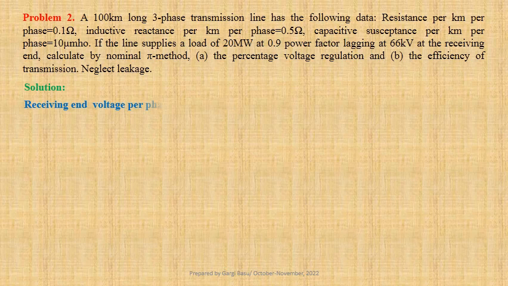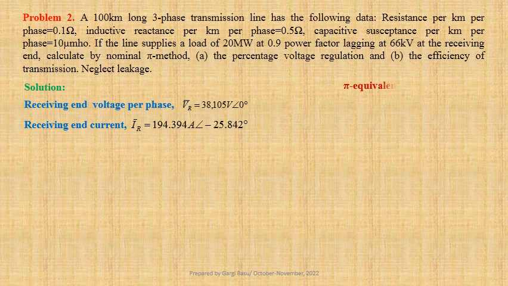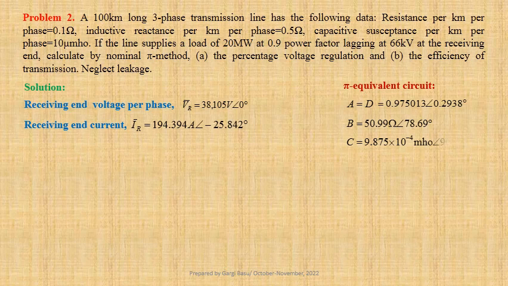Taking receiving end voltage per phase as reference, we can write VR equals 38,105 volts at an angle 0 degree. We have computed receiving end current IR equals 194.394 ampere at an angle minus 25.842 degree, and generalized constants for pi equivalent circuit A equals D equals 0.975013 at an angle 0.2938 degree. B equals 50.99 ohm at an angle 78.69 degree, and C equals 9.875 into 10 to the power minus 4 mho at an angle 90.145 degree.